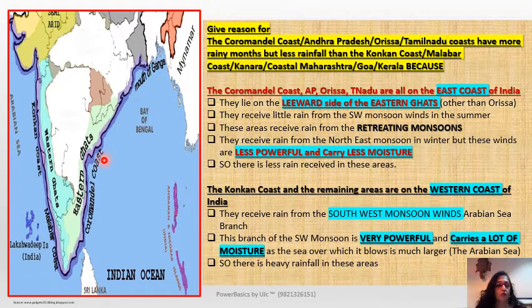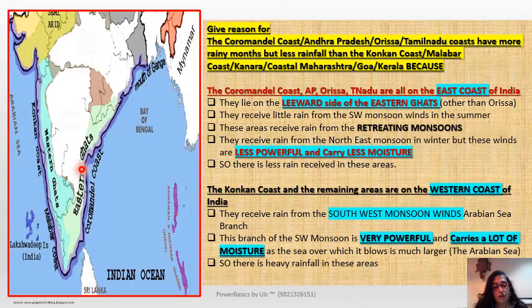The Coromandel coast, Andhra Pradesh, Orissa, and Tamil Nadu coasts have more rainy months but less rainfall than the Konkan coast, the Malabar coast, the Kannada coast, coastal Maharashtra, Goa, and Kerala. Why? The Coromandel coast, which has Andhra Pradesh, Orissa, and Tamil Nadu, lies on the east coast of India. When they are on the east coast, they are lying on the leeward side of the Eastern Ghats.